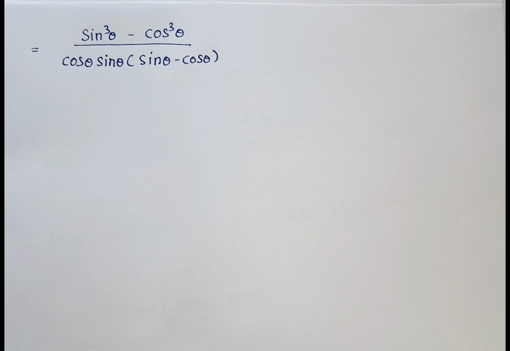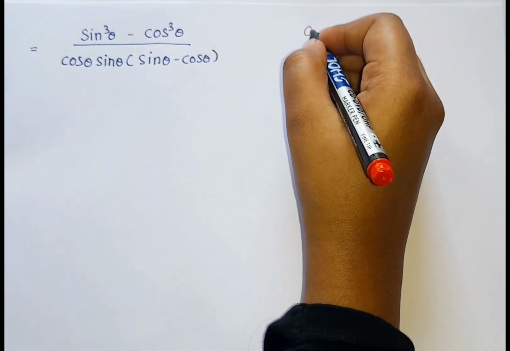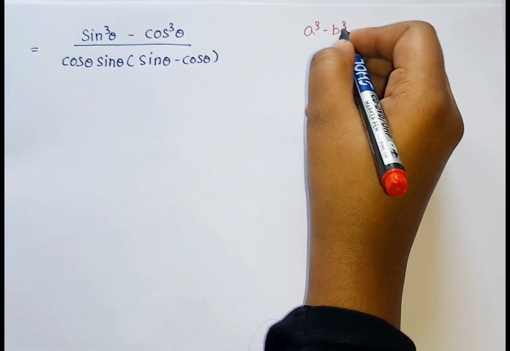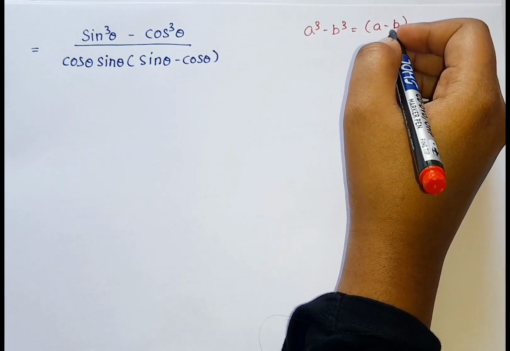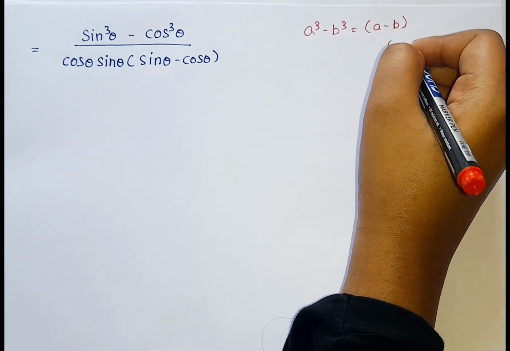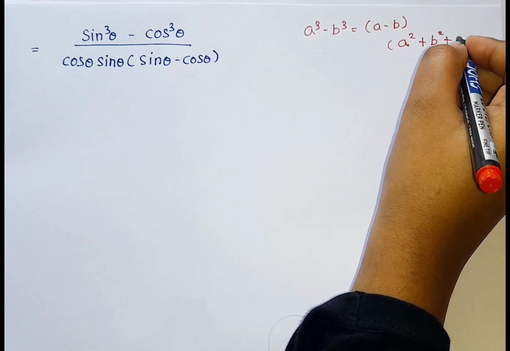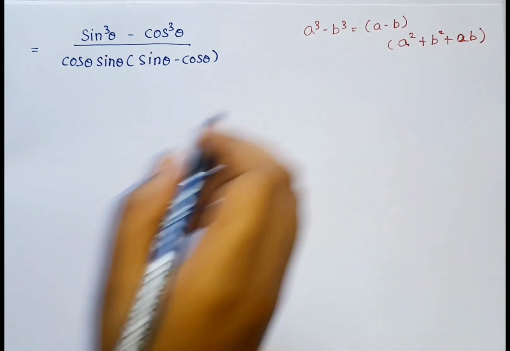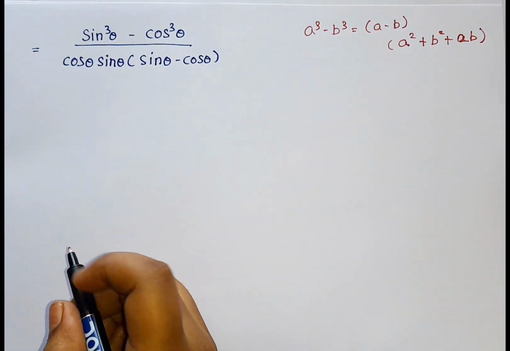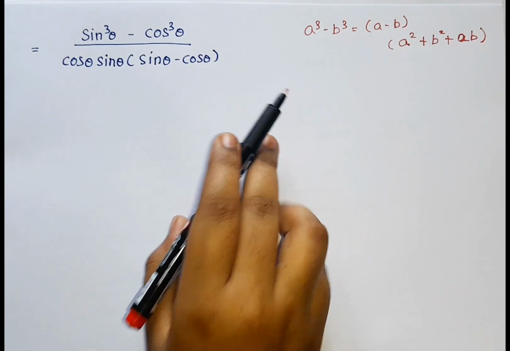Okay guys, I just wrote it as it is. So what was the formula I was talking about? Since we have cube here, I can apply a cube minus b cube is equal to a minus b and then a square plus b square plus, 2 will not come, so ab. Okay, I'm sorry. Because this is the first time we are applying this formula in this chapter. So this is the formula.